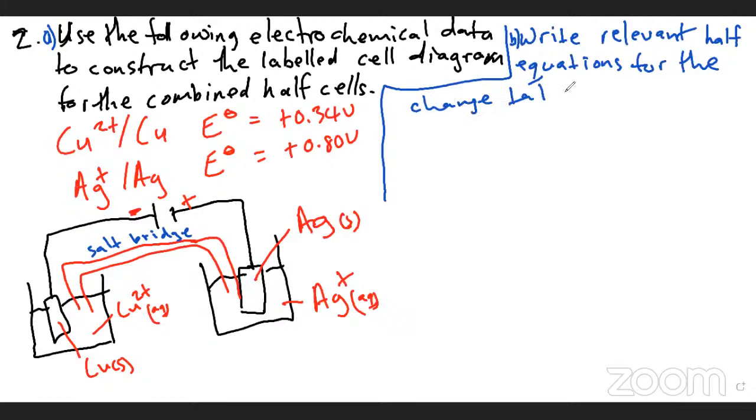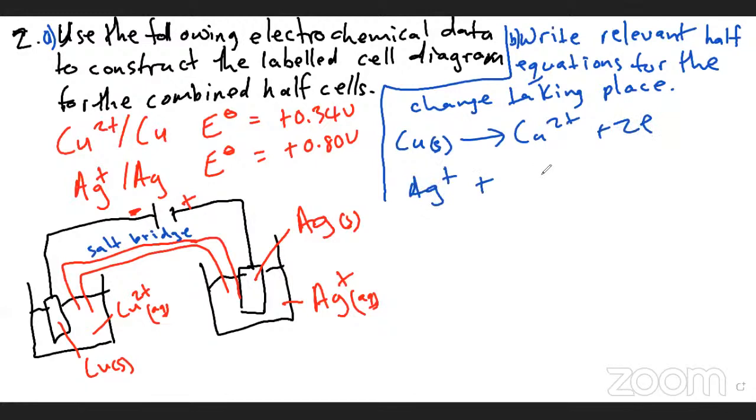All right, so we know that again, copper is being oxidized and silver is being reduced. So copper is being oxidized.